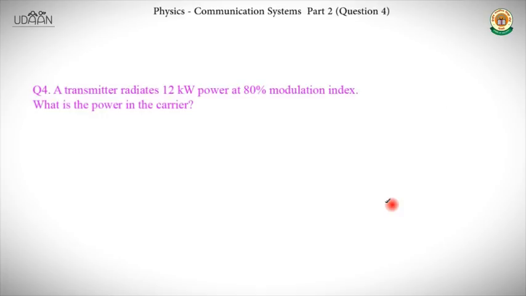So we'll look at problem 4 now, and this one says that a transmitter radiates 12 kilowatts power at 80% modulation index. So here obviously we need to find a relation. We need to somehow relate the radiated power to the modulation index. So here you should remember the formula I gave: the total power divided by the carrier power, PT divided by PC, equals 1 plus m square by 2. So m is the modulation index.